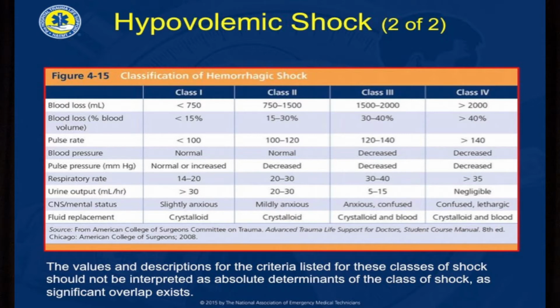And these are when we need to prevent this from happening. We need to catch these early. That anxiety and restlessness in class 1, very early, is the typical early sign that's seen most often in these patients. And then as we move into 2, 3, and 4, your patient is getting worse.